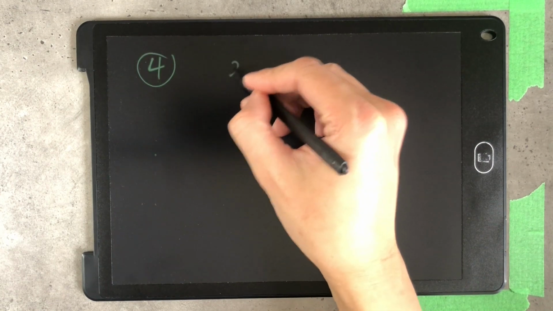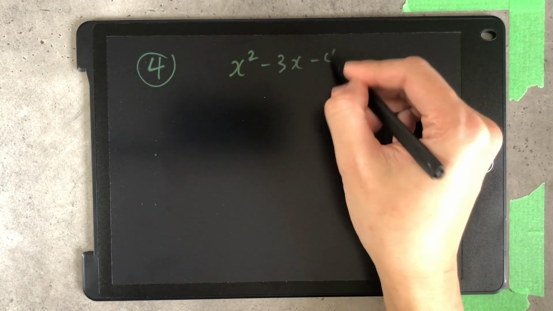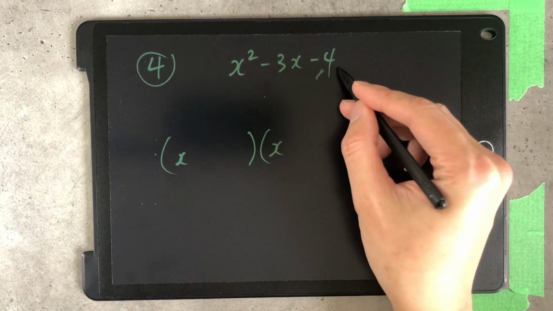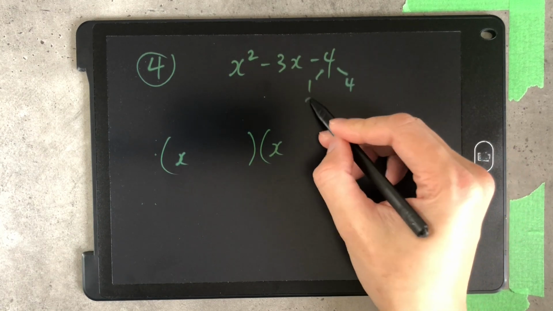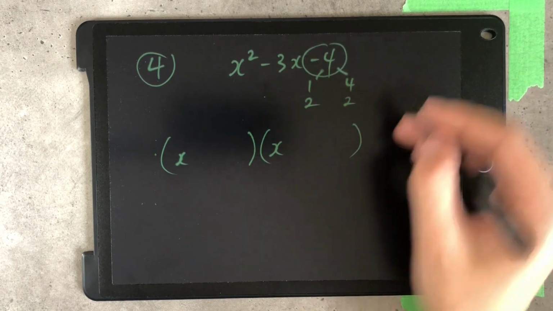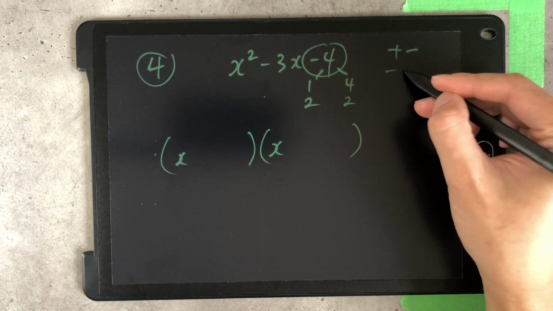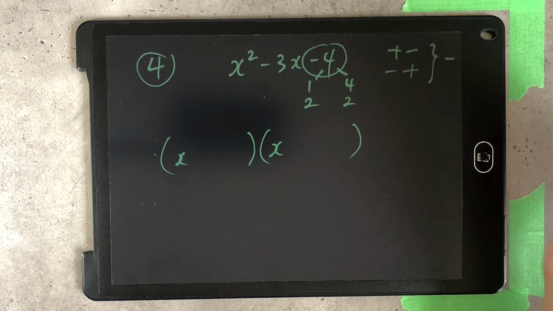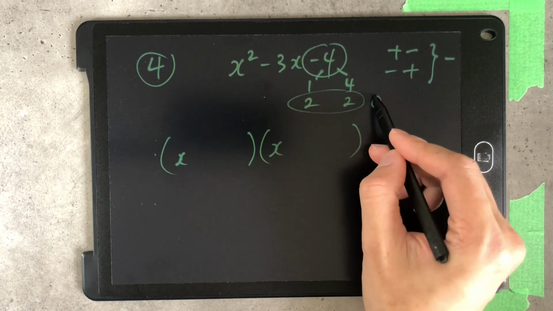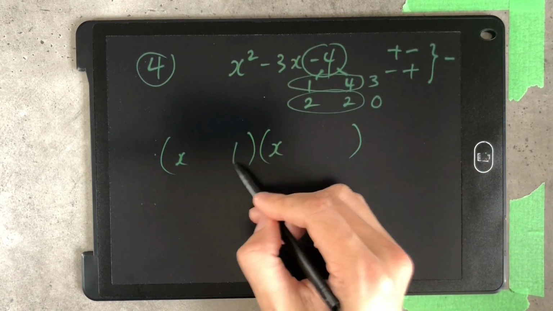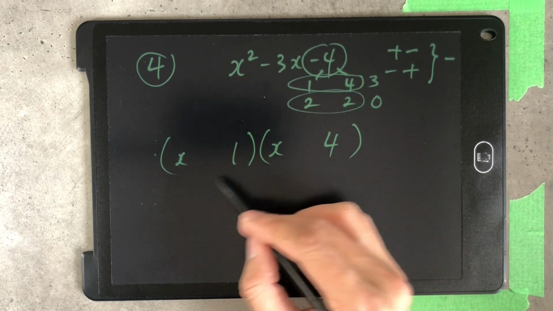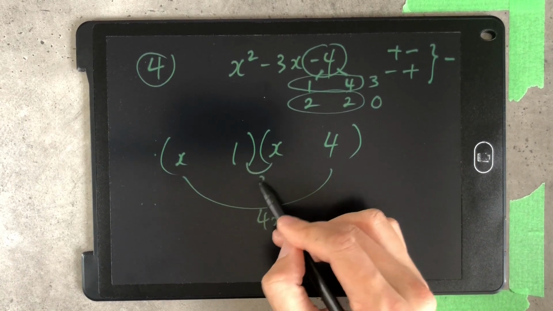Number 4, we have x squared minus 3x minus 4. Let's write down the 2 brackets with x here and x there. Now let's look at the factors of 4. 1 and 4 and 2 and 2. So we have a negative 4 here, meaning the signs are alternating. We have one positive, one negative, or one negative, one positive, in order to get negative at the end. So we're looking at differences. The difference between 2 and 2 is 0. The difference between 1 and 4 is 3. So it must be 1 and 4. Now look at which one's going to be positive, which is negative. So this is 4x. That's the x.